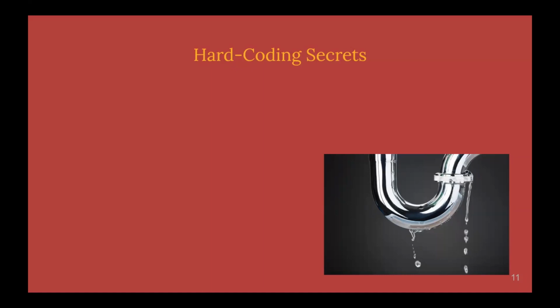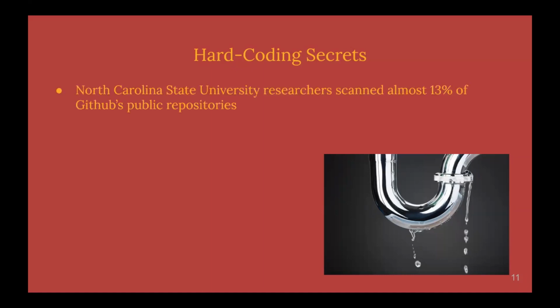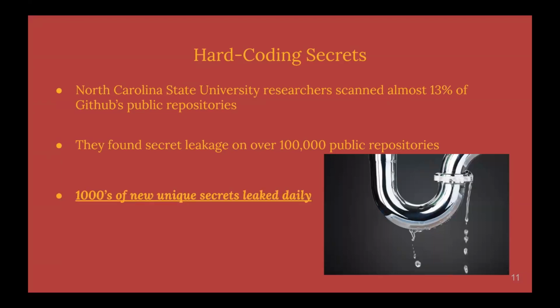The prevalence of secret leakage is extensively documented. In 2019, North Carolina State University researchers scanned almost 13% of GitHub's public repositories. They found that not only is secret leakage pervasive, affecting over 100,000 repositories, but thousands of new unique secrets are leaked daily. These stats confirm that secret leakage is not an isolated occurrence, nor is it limited to new developers. It is a widespread concern that all development projects need to remain vigilant about.